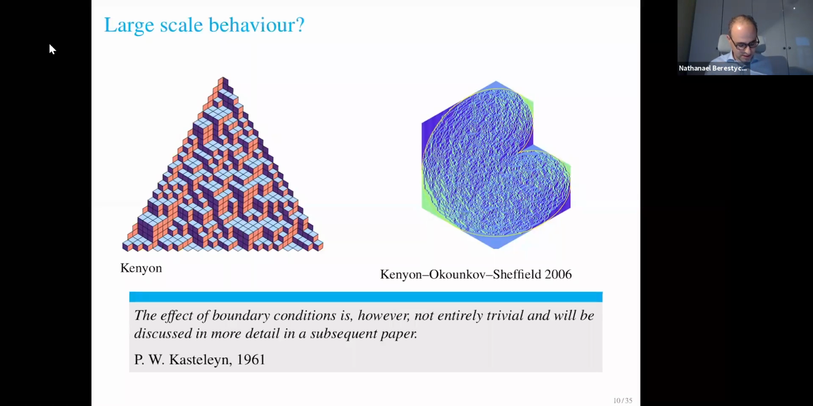And this quote says that the effect of boundary condition is, however, not entirely trivial and will be discussed in more detail in a subsequent paper. I find that very amusing, from the perspective of roughly 50 years of research on this topic. Yes, there's more than one subsequent paper to write about this. In some sense, what I'm going to tell you later on in the second half of the talk is about what happens when you change a bit the boundary condition of the domain, and we will see that very little is known in generality about the behavior of the height function.